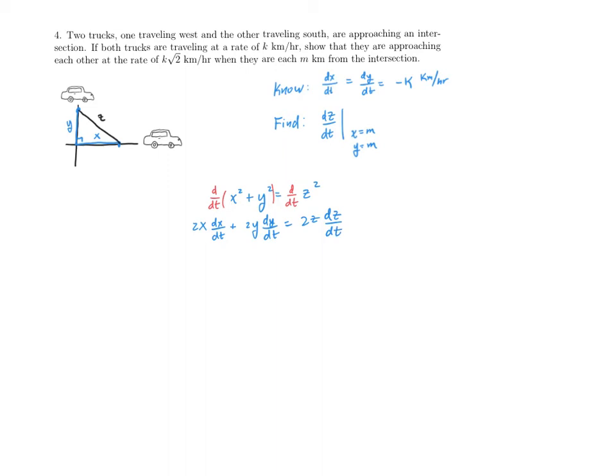And immediately we can go ahead and just say, how about we divide every term by 2, and we can cancel those off. And now, solving for dz/dt, we would have it isolated if we divide both sides by z. So we have what was on the left previously, x dx/dt plus y dy/dt, and we're dividing it by z. And what we would like to find is what is dz/dt when x is m and y is m. So let's just go ahead and start substituting in values and see where we are at.